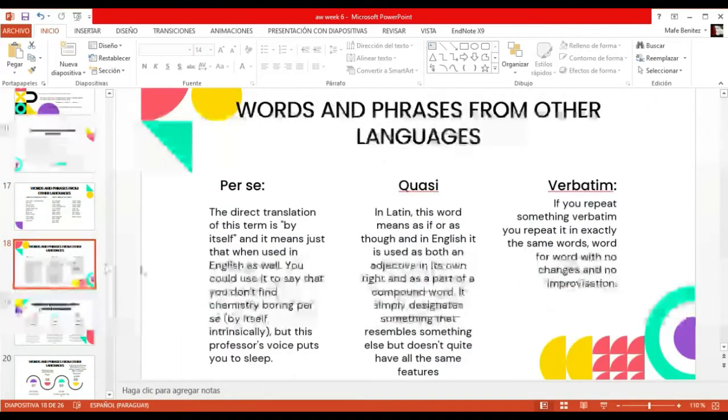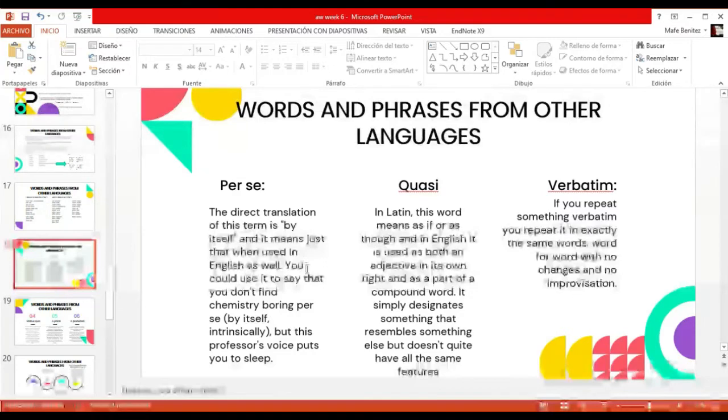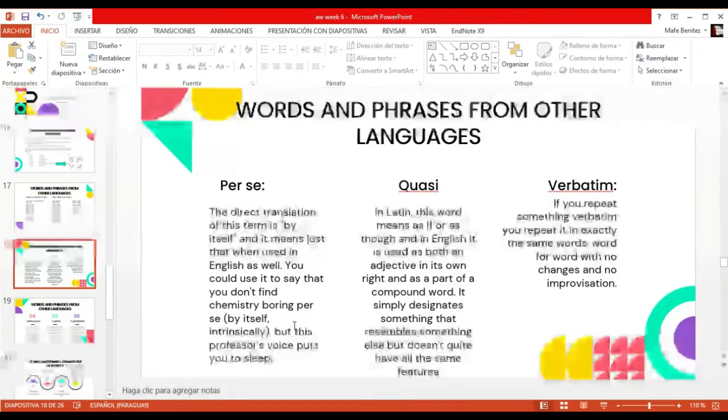There are also expressions from Latin that you may see from time to time. This is per se. The direct translation of this term is by itself, and it means just that when used in English as well. You could use it to say that you don't find chemistry boring per se, by itself, intrinsically. But this professor's voice puts you to sleep. Hope that isn't the case with my subject.